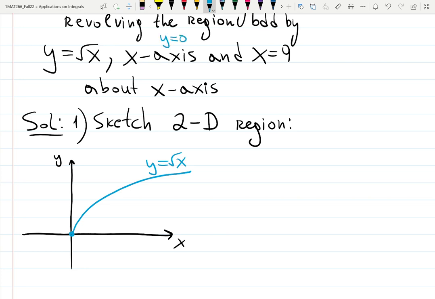Y equals 0, thank you. Y equals 0 is the floor, or just the x-axis. You don't have to overcomplicate, but it's nice to know. And x equals 9. What does x equals 9 look like?